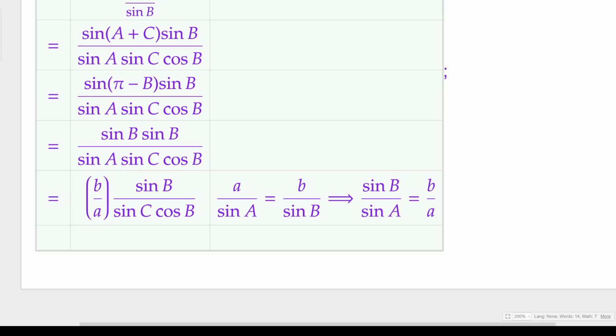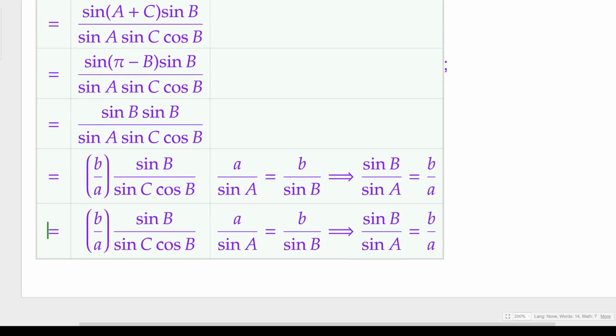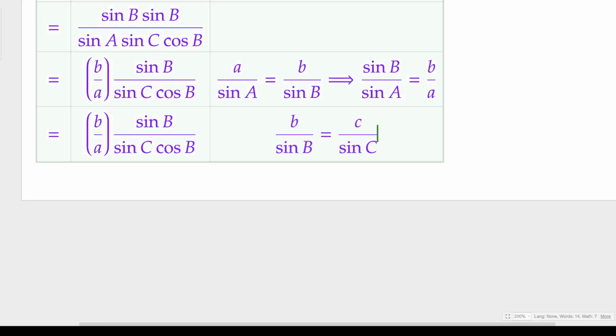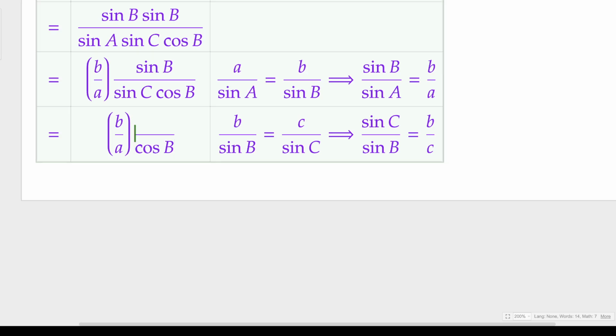I can do it in the same step, but for better clarity I'm going step by step. Sine B over sine C. From this, sine B and sine C are what is important for us. Now from this we can clearly write sine of B over sine of C as b over c.